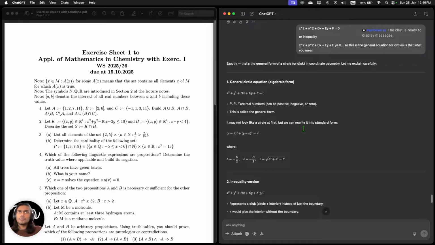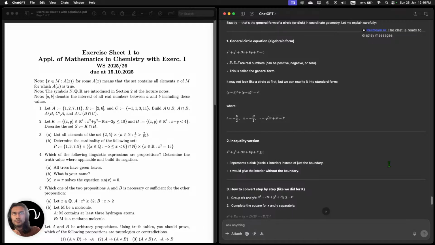(x minus h) squared plus (y minus k) squared. What is this? That's the standard form. We got standard form, general form. What's the difference between the standard form and general form? Also, I'm curious how they are related.